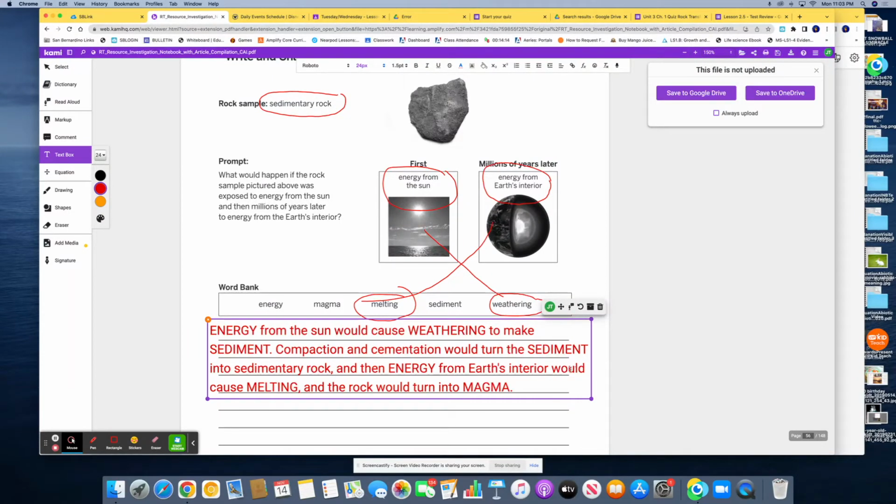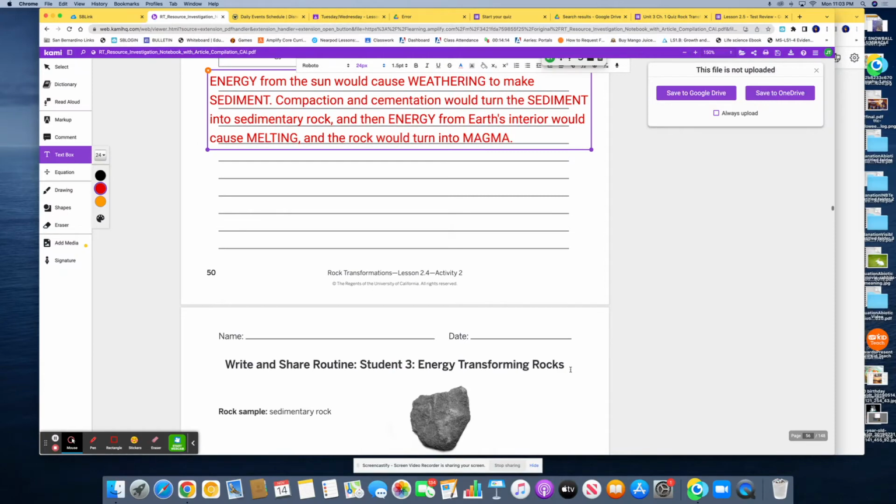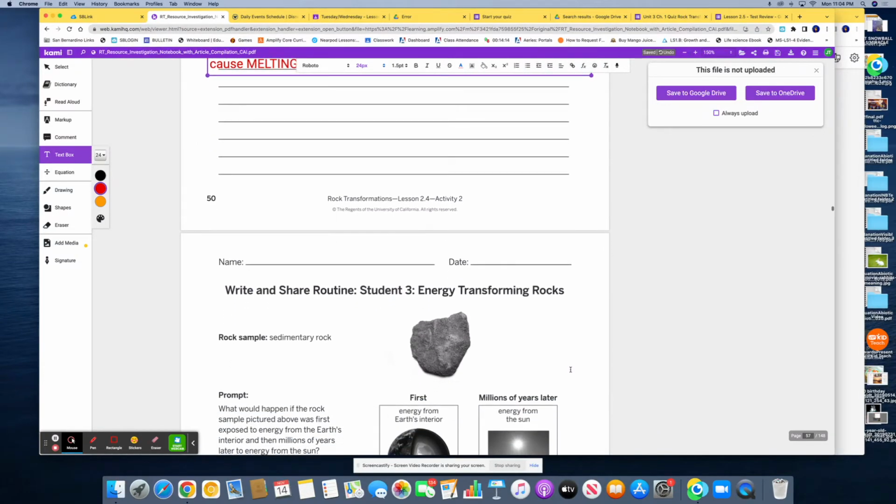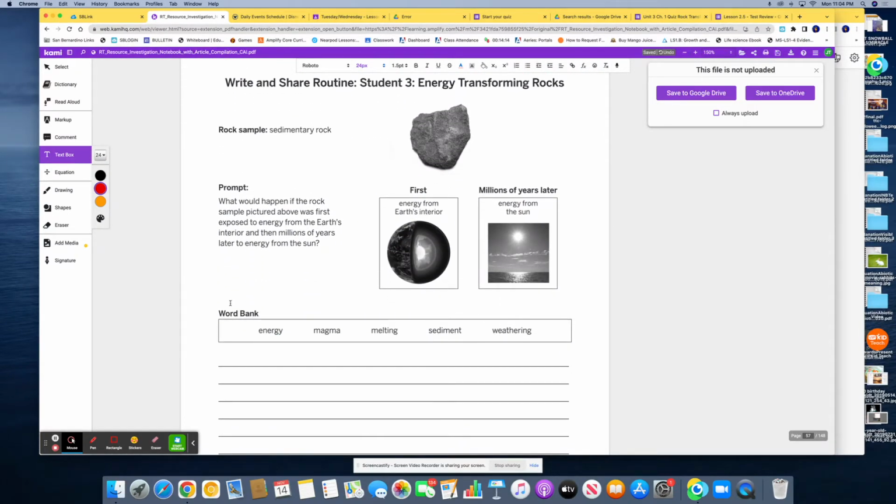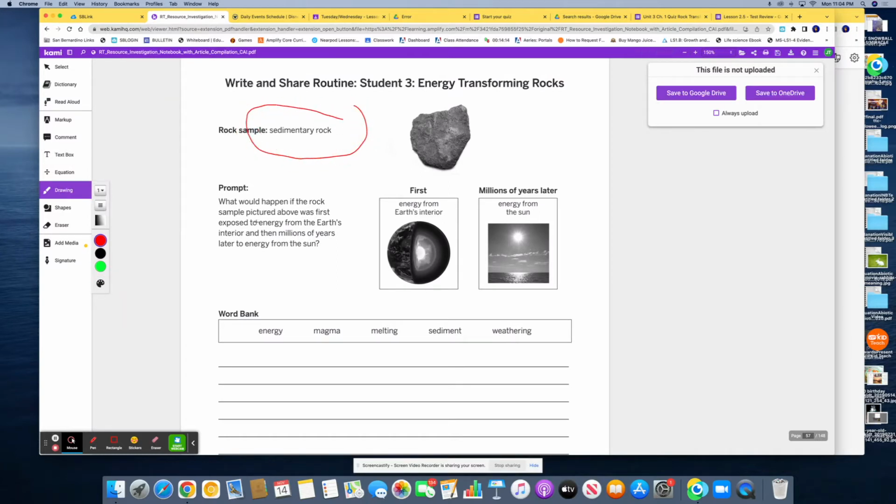Would cause melting, and the rock would turn into magma. All right, let's go to the next one. So now we have a sedimentary rock, but this time, what would happen if the rock sample pictured above was first exposed to energy from Earth's interior, and then millions of years later to energy from the sun?